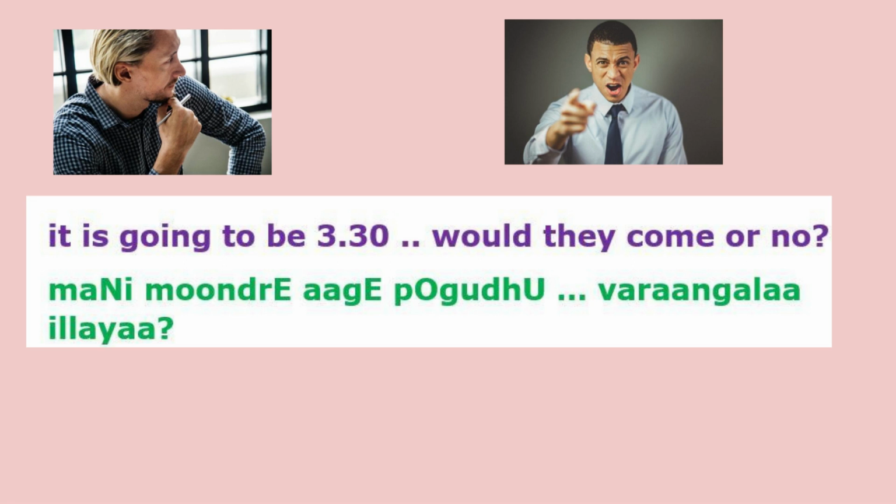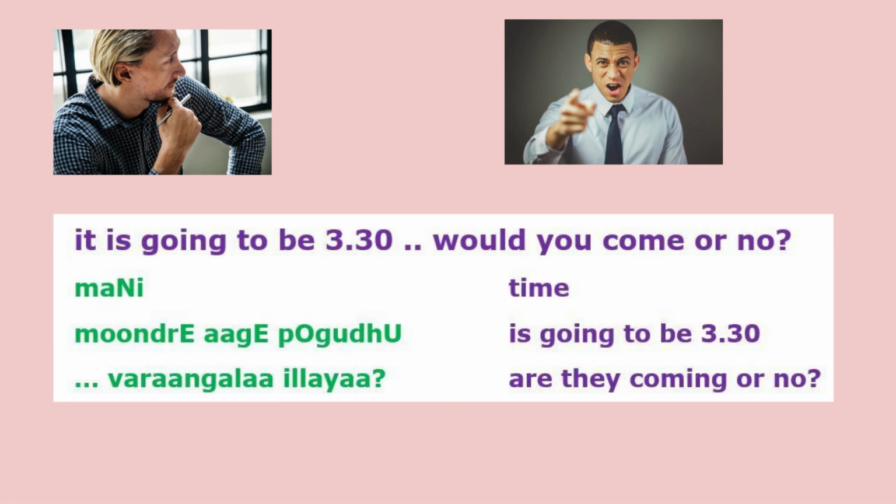மணி 3 ஆக போகுது. வராங்களா இல்லையா? That is a very curious question, like the first person. மணி 3 ஆக போகுது. வராங்களா இல்லையா? The next one is an angry person. மணி 3 ஆக போகுது வராங்களா இல்லையா? That is irritated, impatient. You're upset, so you ask in that tone. So மணி is time. 3 ஆக போகுது. It is going to be 3:30. வராங்களா இல்லையா? Are they coming or no?